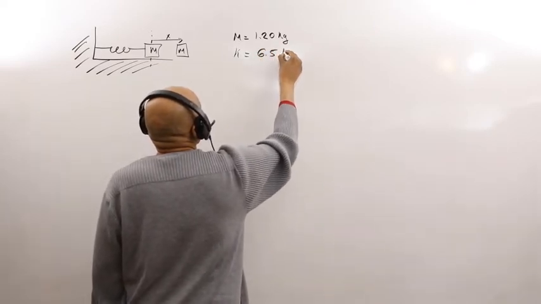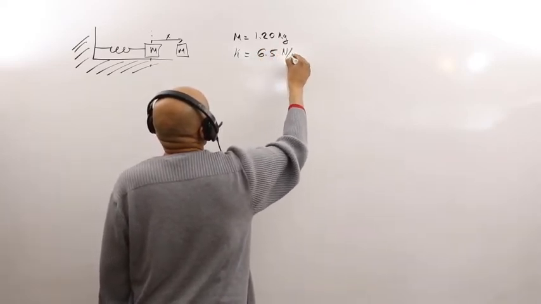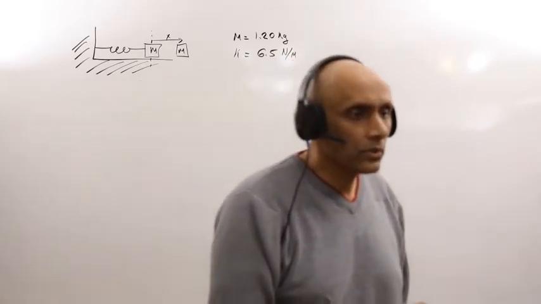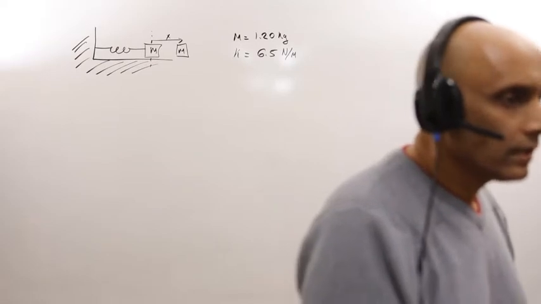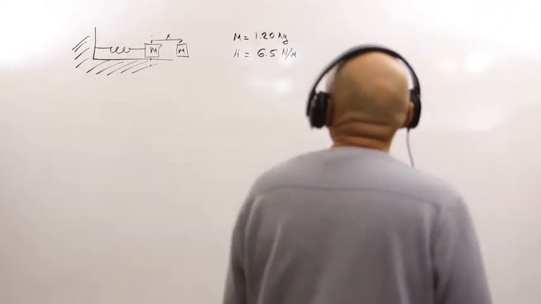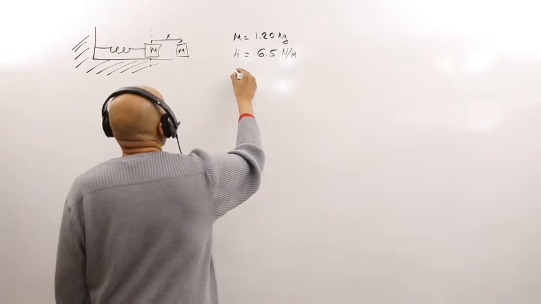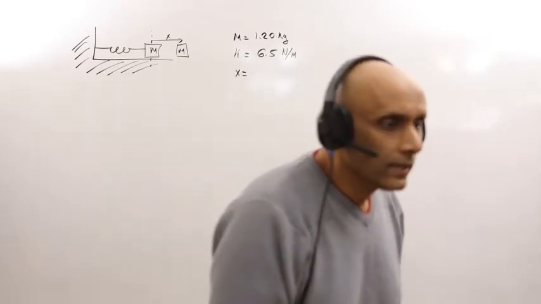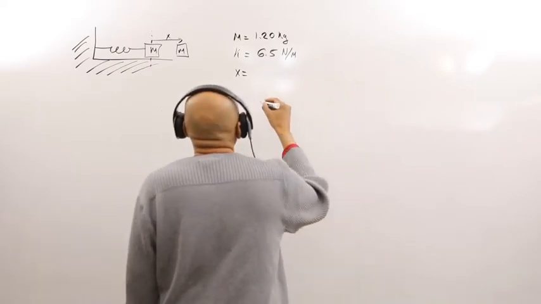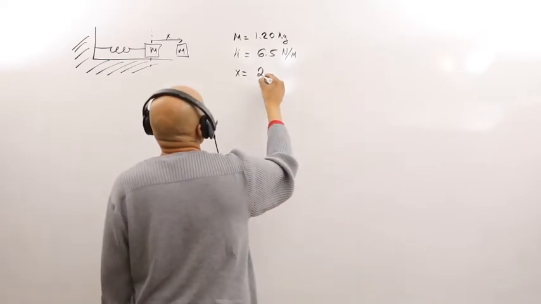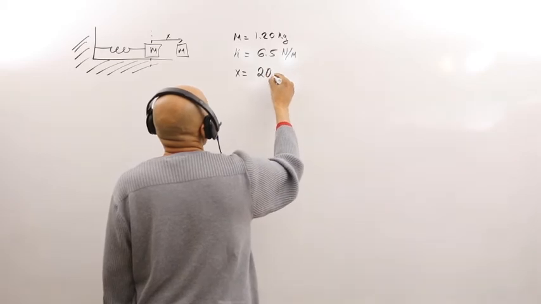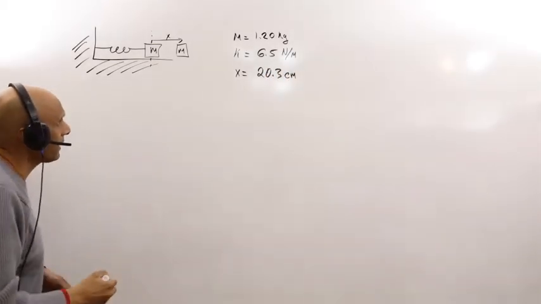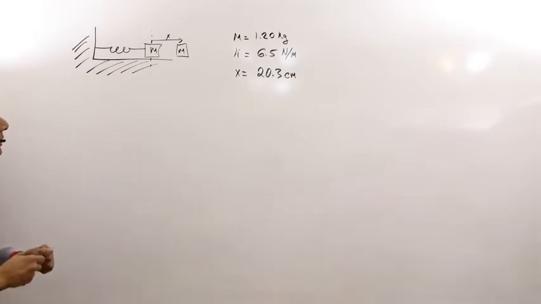6.5 newtons per meter. Okay, and we're also told the mass and of course x. We're told that x happens to have a value of, let's make it 20.3 centimeters. Okay, so here's where we're going to start the problem off.